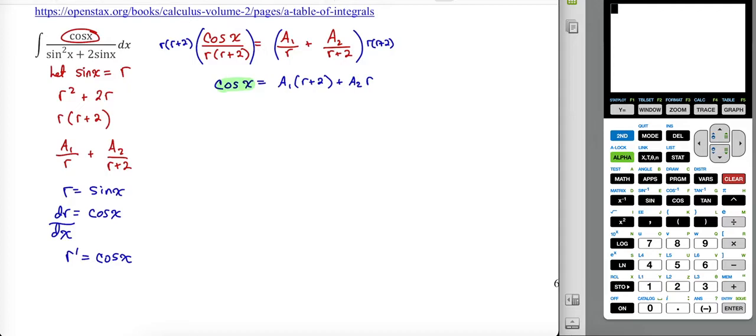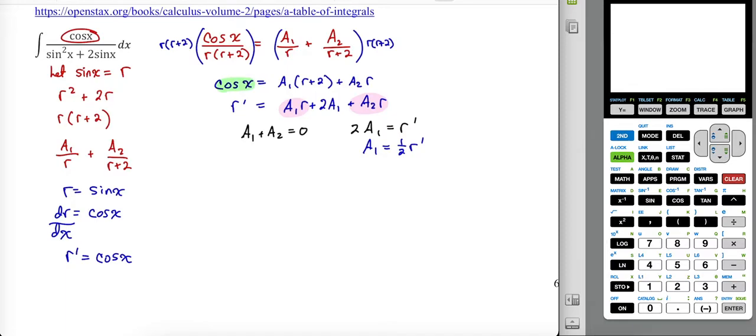So r prime is going to be equal to a sub 1 r plus 2a sub 1 plus a sub 2 r. You'll notice on the left-hand side there are no terms that contain just an r. So that's telling me that a sub 1 plus a sub 2 has to be equal to 0, which forces 2a sub 1 to be equal to r prime. So if I solve for a sub 1, I get a sub 1 equals 1/2 r prime, and we'll keep track of the fact that that's the same as dr/dx.